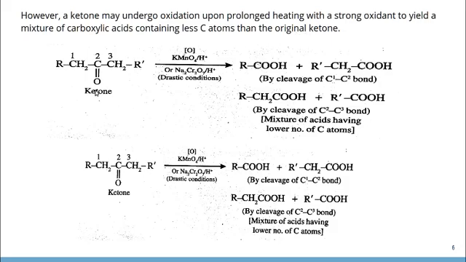So here we have a ketone which on oxidation with alkaline or acidic KMnO4, acidic KMnO4 is given here, or with Jones reagent, under drastic conditions, meaning high temperature or prolonged heating, the cleavage of bond occurs. Sometimes the cleavage occurs between C1 and C2 carbon. Sometimes the cleavage occurs between C2 and C3. So we will get a mixture of carboxylic acids.